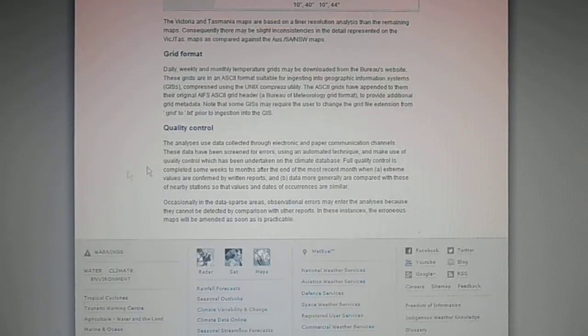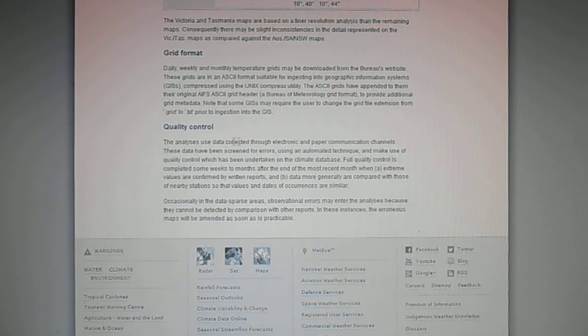Let's have a look at the QA. The analysis used data collected through electronic and paper communications channels. These data have been screened for errors using an automated technique, and make use of quality control which has been undertaken on the climate database. We would assume that means the ADAM climate database. Full quality control is completed some weeks to some months after the end of the most recent month, when extreme values are confirmed by written reports. We've had a little time after that month.